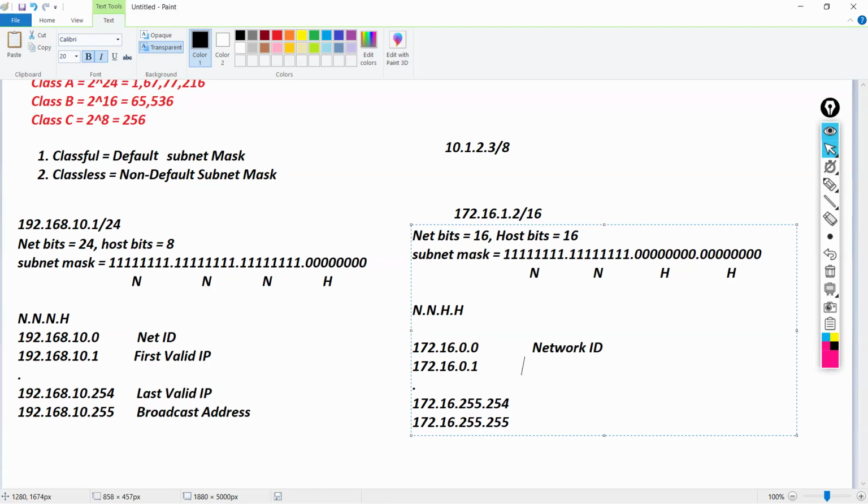Network ID, first valid IP. Then we have last valid IP.